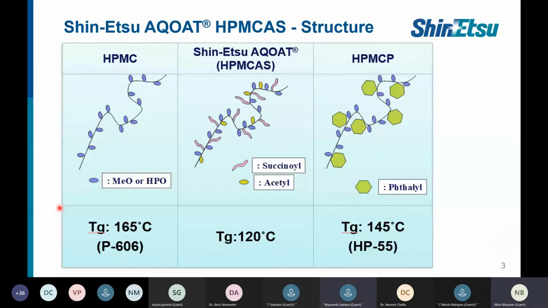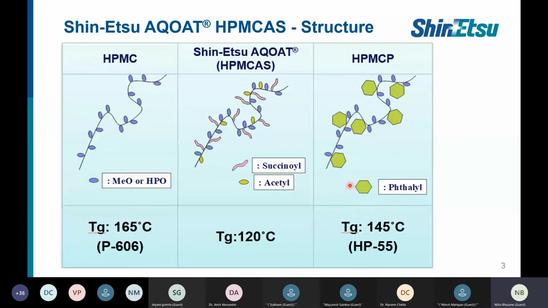So what is Shin-Etsu AQOAT or HPMC acetate succinate? HPMC acetate succinate has a similar kind of backbone structure to HPMC. You can say in the case of HPMC acetate succinate, you have additional acetyl and succinyl groups beside the methoxy or hydroxypropoxy groups available in HPMC. So if you add acetyl and succinyl groups to HPMC, it becomes HPMC acetate succinate, or if you add a phthalate group, it becomes HPMC phthalate.